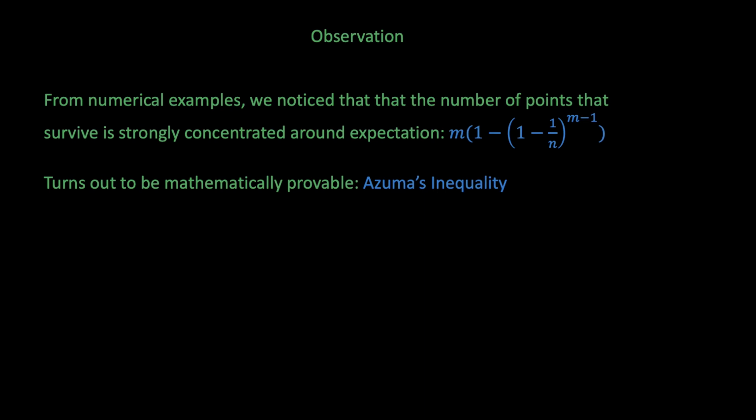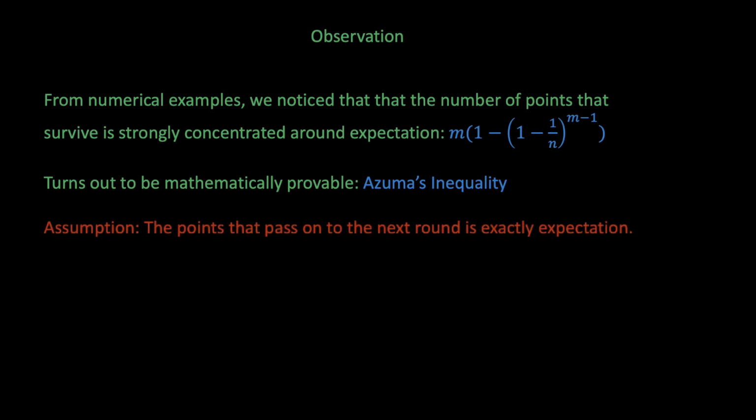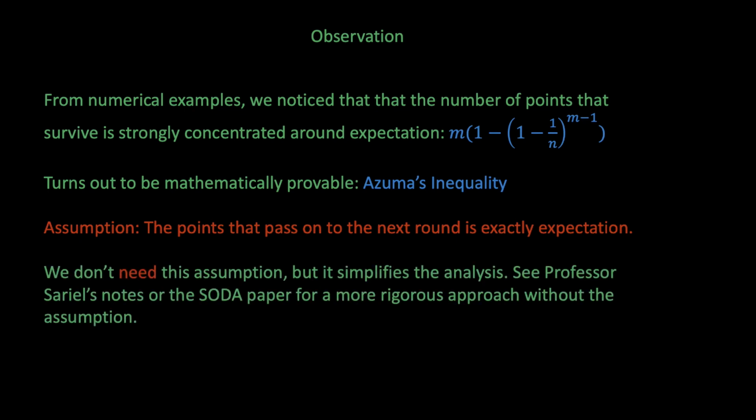So in our analysis, we will make an assumption, mainly that the number of balls that goes from one round to the next round is exactly the expectation. This is not a completely absurd assumption because of Azuma's inequality, but it simplifies the analysis a lot. However, you don't really have to make this assumption, and I urge you to look at Sariel's lecture notes or the SODA paper for a more rigorous analysis.